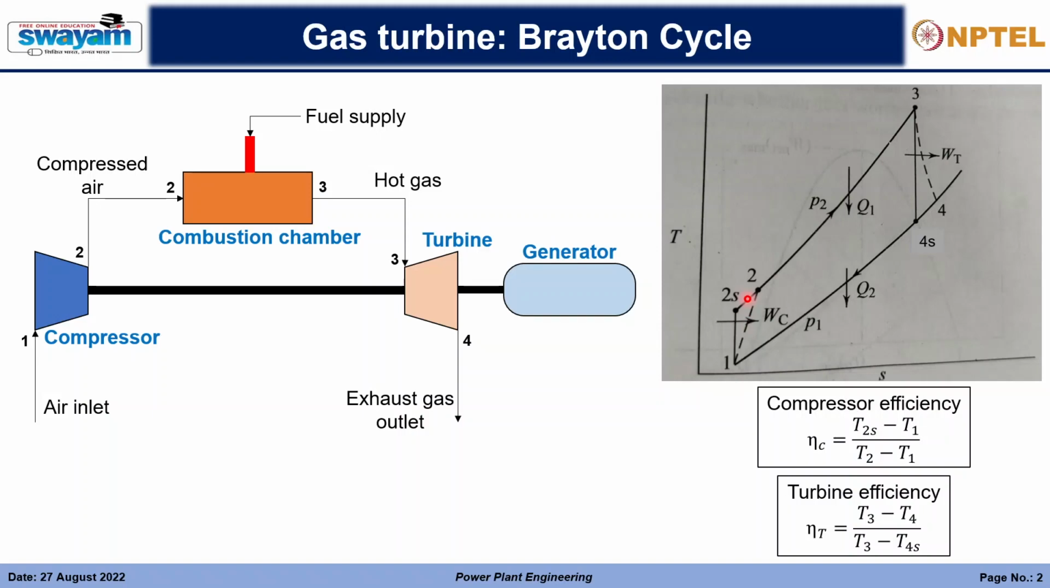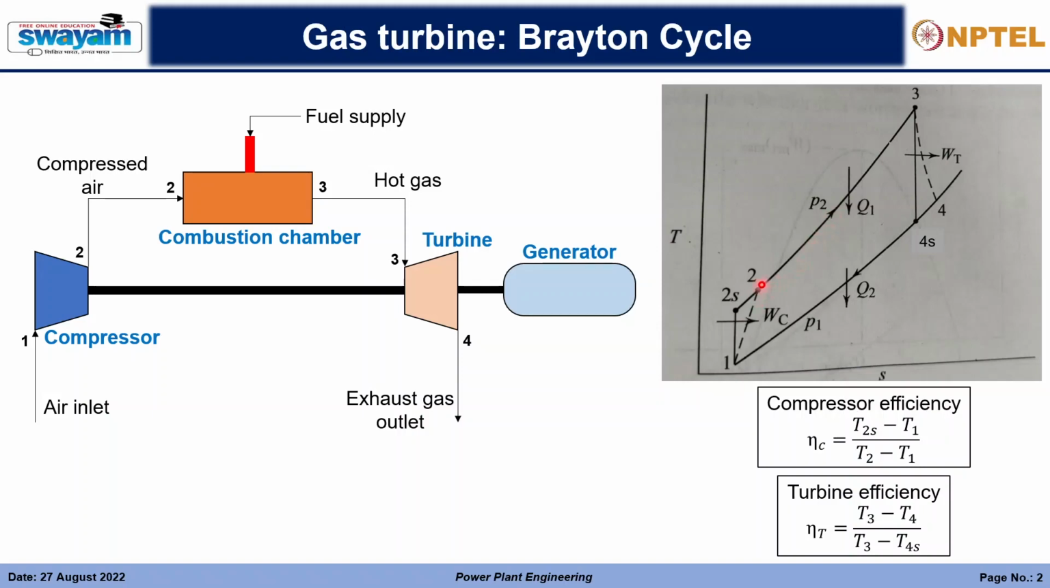But here there is one more advantage, which I will talk about next. First let me show you the combustion process. The combustion process is 2 to 3. It is done in the combustion chamber, where heat is supplied in terms of fuel. The fuel is mixed with the air and combusted, and the temperature of the hot flue gases suddenly rises. The energy of the flue gases has risen from 2 to 3. This is where the heat addition takes place in the cycle.